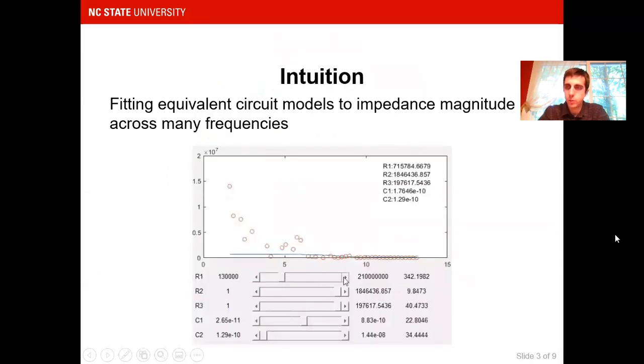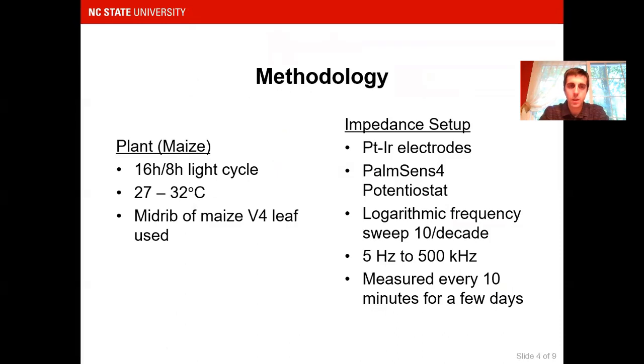To provide some intuition, we developed a small GUI here. So you can see in red is the data points from an impedance curve, and then in blue is the model that we're using to fit. So we can get a pretty good estimate just by eye of how the model should behave, but we're really looking into automating this process.